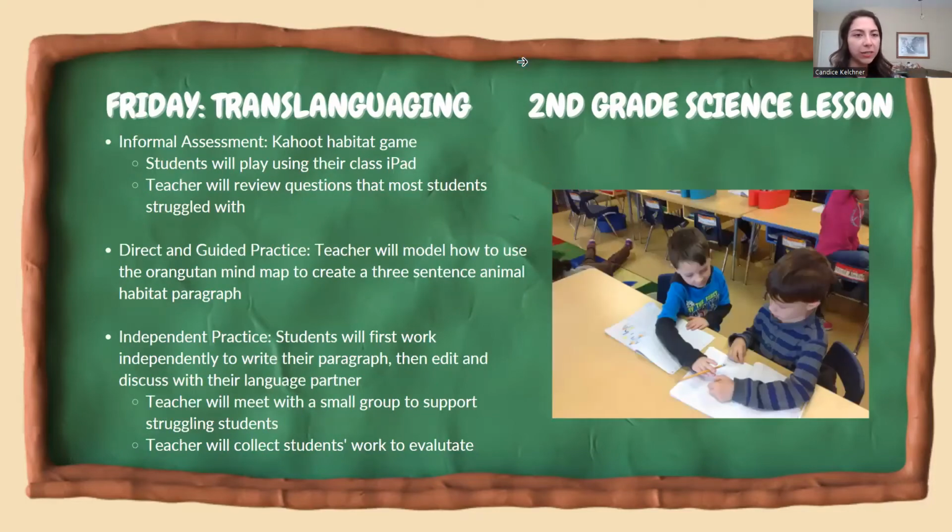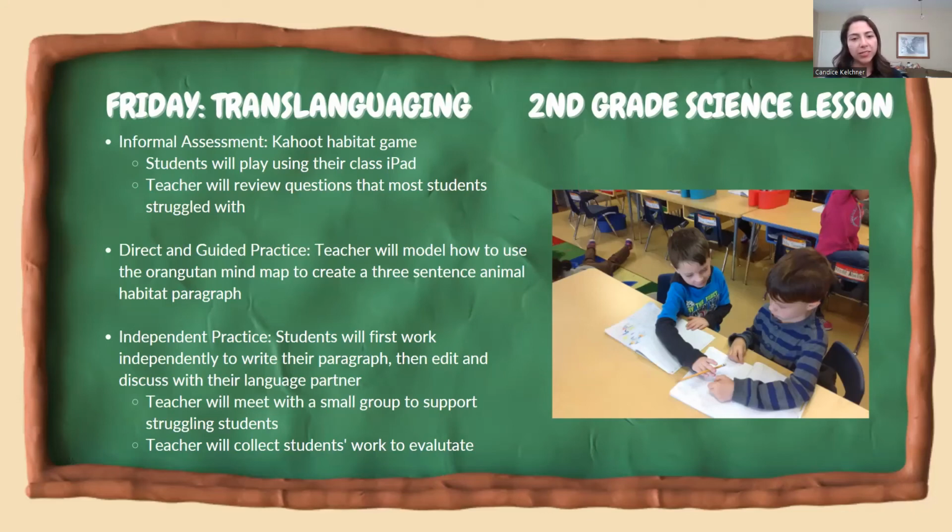Friday, we'll continue translanguaging. So to kickstart, the teacher will create a Kahoot habitat game. Students will participate using their class iPad, and then based on how students are responding to the questions, the teacher will provide in-the-moment feedback. Direct and guided practice will consist of the teacher using the orangutan mind map from Thursday to model how to take that information and transfer it into a 3-sentence paragraph about orangutans and their habitat.